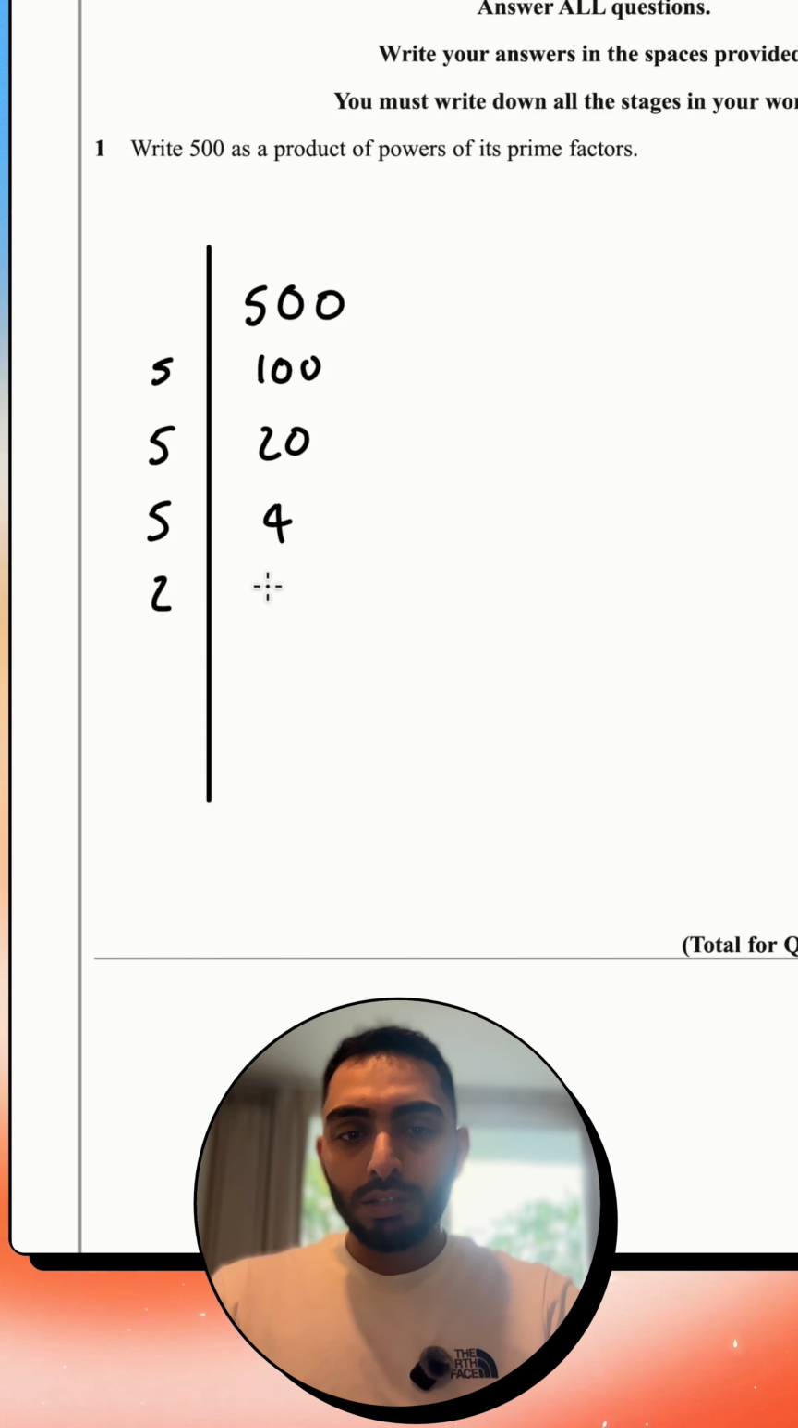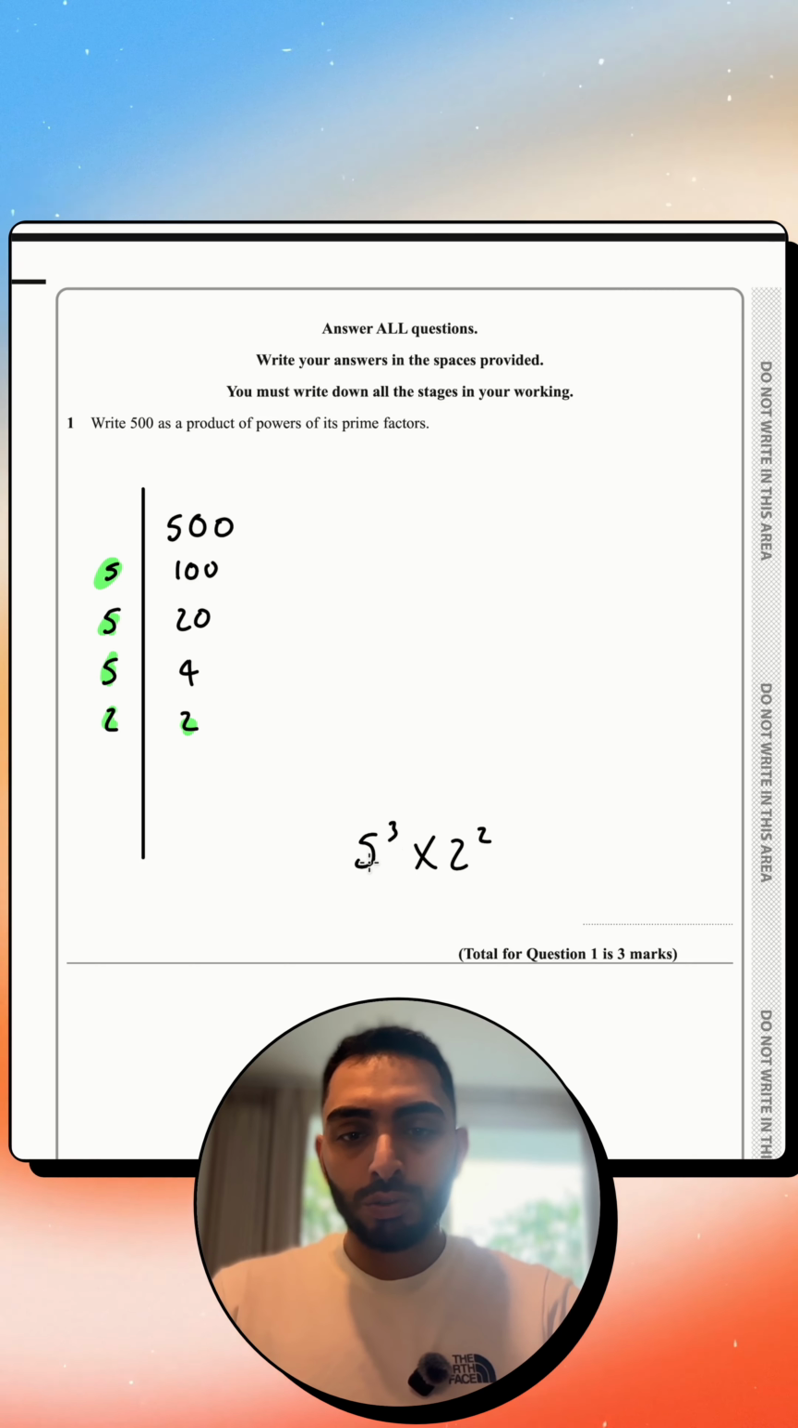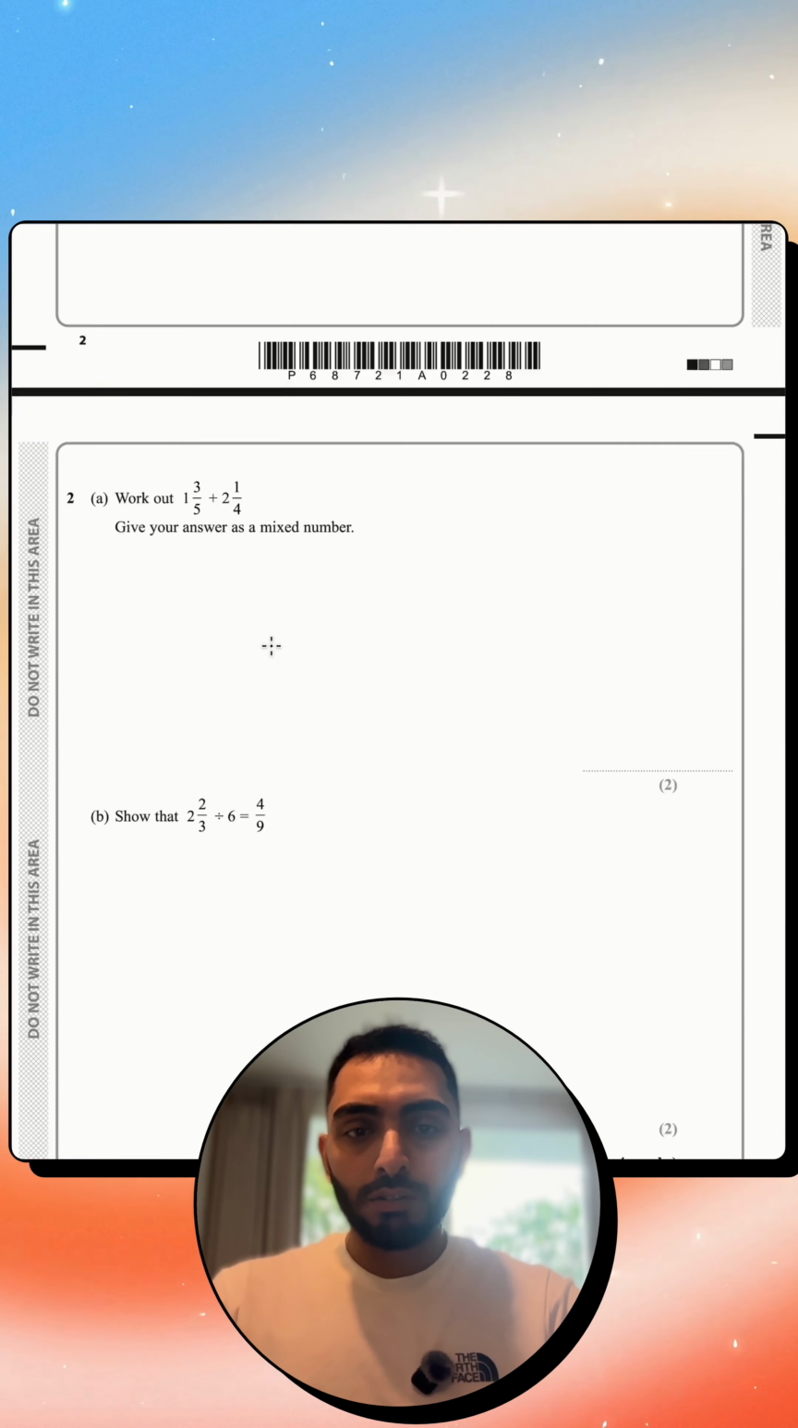And 4 divides by 2, and that would leave me with 2. And then I just need to highlight which ones are my prime numbers. To finish off my answer, I'm going to write 5 to the power of 3, because there's 3 5s, times by 2 squared, because there's 2 2s. If I multiply that together, I get 500.